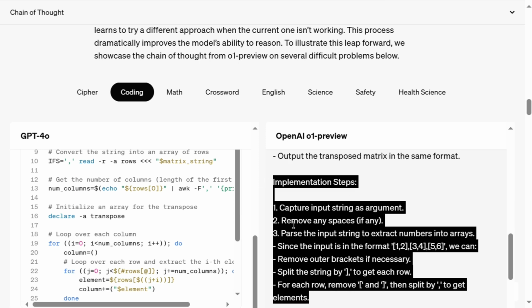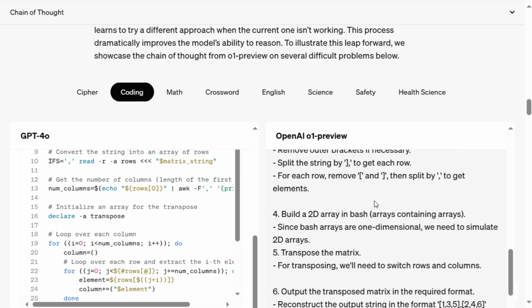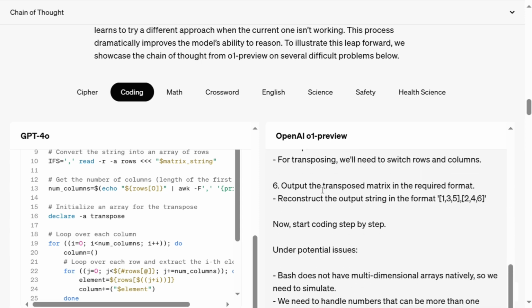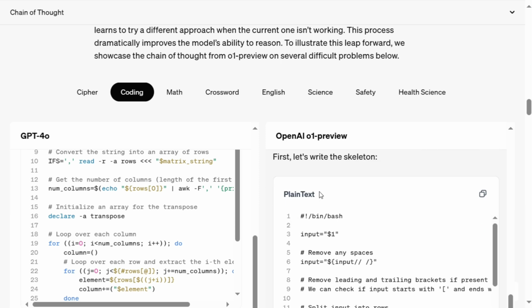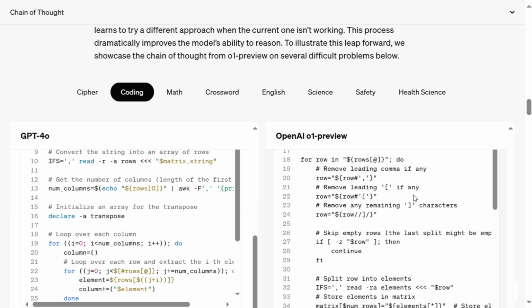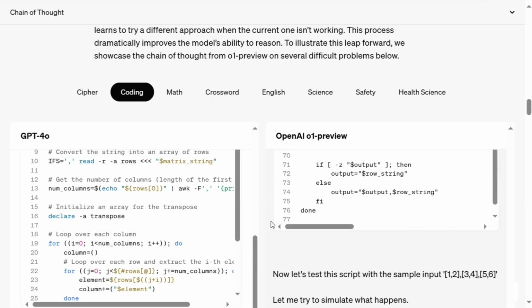Implementation steps. So it is not coming to the code directly, but first of all thinking how to do it. And here it is mentioning all the steps. Under potential issues. Oh my God, this is just amazing. Now it has written the first skeleton. So this is visible to you in the chain of thoughts.